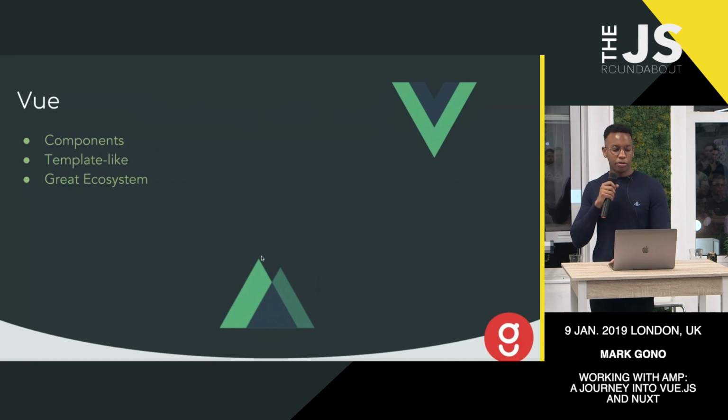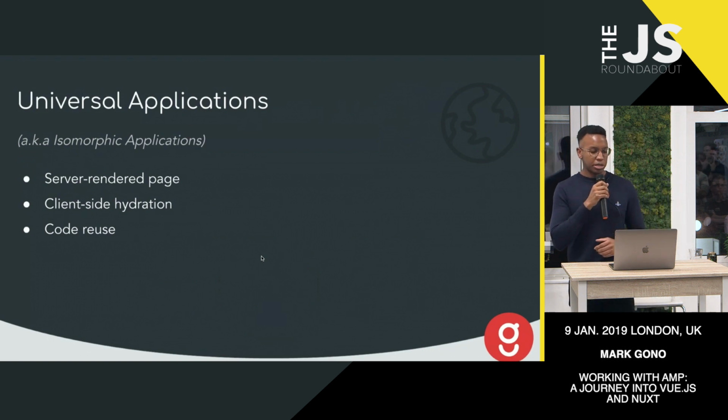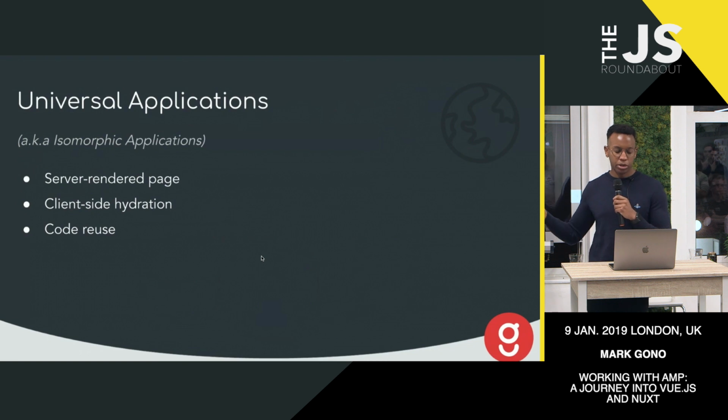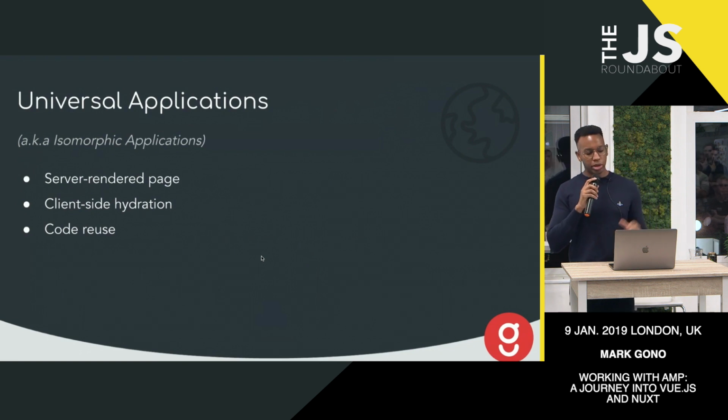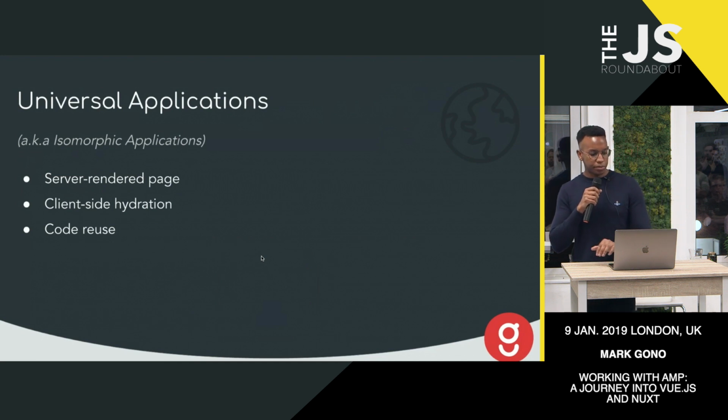So now that we've kind of decided that Vue is the way to go, I'll just go into how that led me through to choosing Nuxt. So universal applications, Matt's already gone through it, but we also know them as isomorphic applications. Essentially what it means is you're getting a server rendered page. The client side is going to hydrate that page with the library, and there's some form of code reuse between the two. And that was what I was going for with this application.